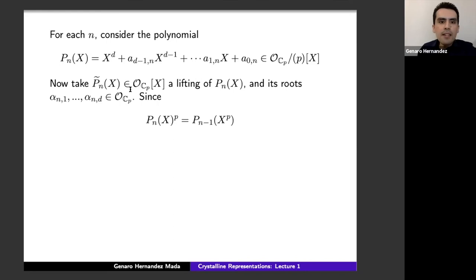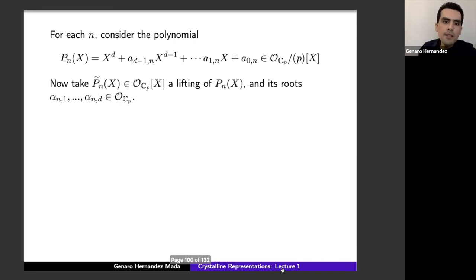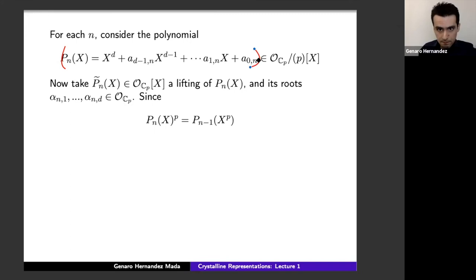And because of the condition, because these coefficients are in the projective limit, they satisfy that if I raise to the pth power one of them, I am going to get the preceding one. I have this property. So this is very, very simple, right? If I raise this to the power p, since we are in characteristic p here, it's like raising to the pth power everything. So I am raising to the pth power here, and here, and here, and here. And here.